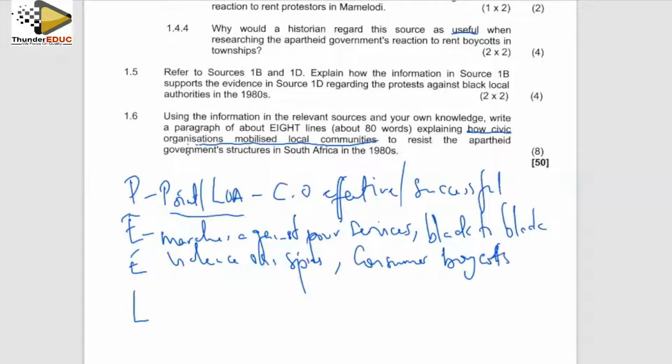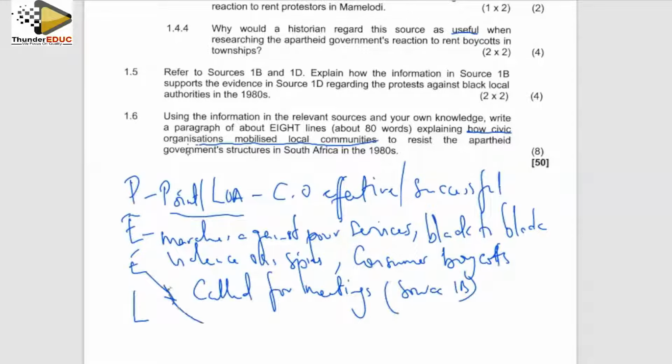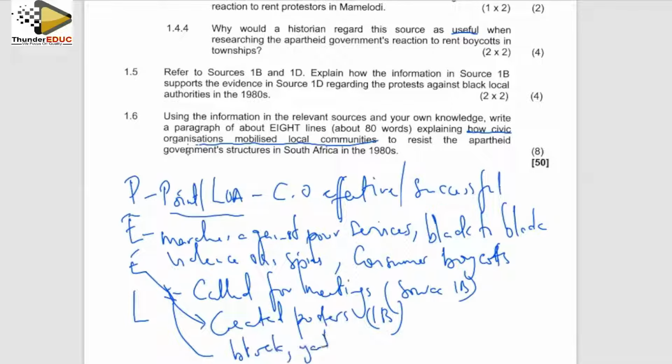You are explaining. Then you go on to giving evidence. The evidence you just extract from the sources. For example, they called for meetings with residents. You quote your source. This one is source 1B. We have evidence that the Krugersdorp civic organization was calling for a meeting of the residents. Or they created posters for awareness. There's a poster there, source 1B is a poster. It was their duty, mobilizing people. What else? They formed committees. Source 1A talks about the block or the yards and the street committees. They were trying to create unity amongst the Black people so that they strengthen themselves against apartheid. It's source 1A. You give your source in brackets, source 1A.